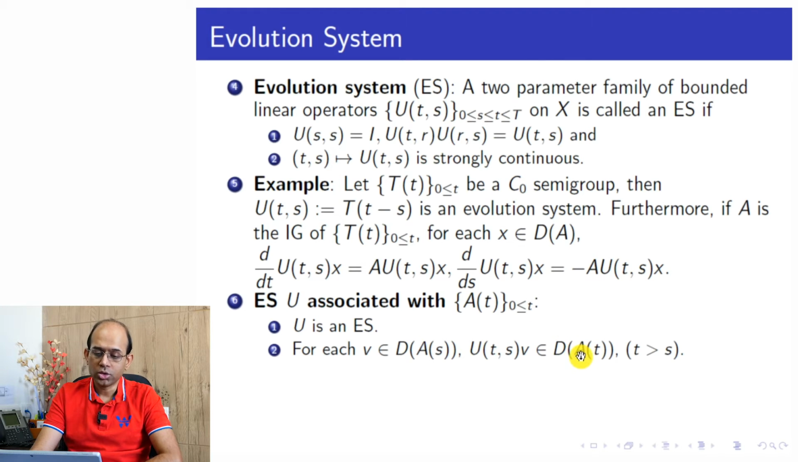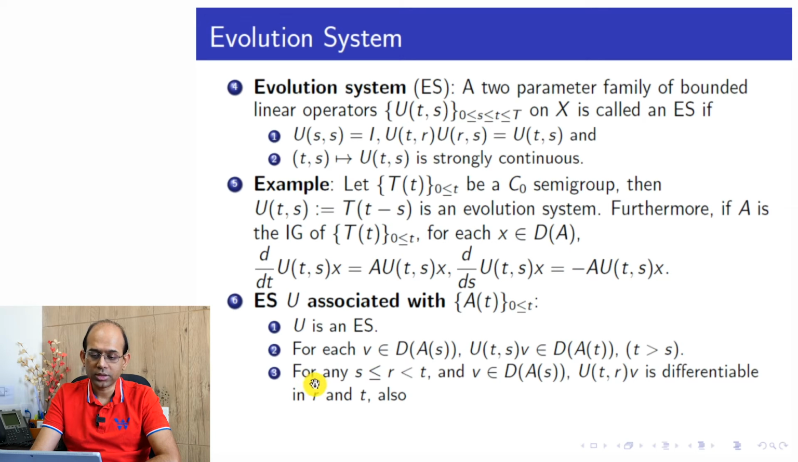So anyway, we are going to talk about sufficient conditions on A(T) for which one can assure existence of such an evolution system. That is a separate topic. We are going to see that today also. But here we are talking about when these things are true, then we say that this capital U is associated with the family of the operators A(T).